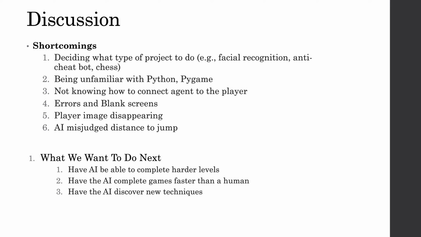Also, initially in the training, the AI would misjudge the jump a lot. I think Garrison was talking about it earlier, where the AI got in a loop where it would be constantly stuck. But we were able to get through that too.